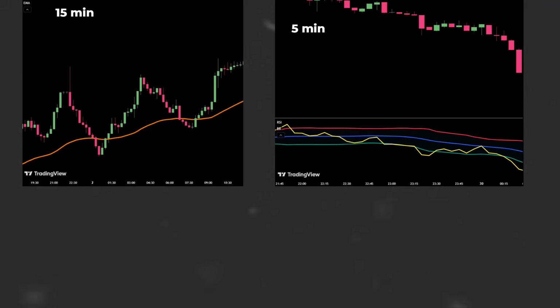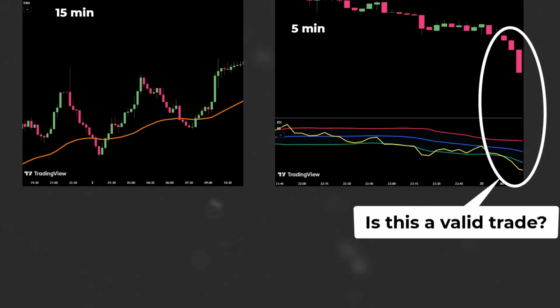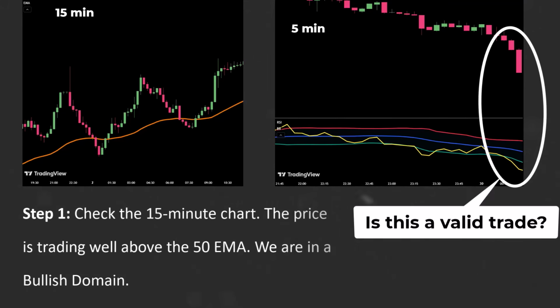Alright, enough talking. Let's see if you have actually mastered this system. I'm going to show you a real market setup, and I want you to tell me, is this a valid trade? Look at the screen carefully. Step 1. Check the 15-minute chart. The price is trading well above the 50 EMA. We are in a bullish domain.